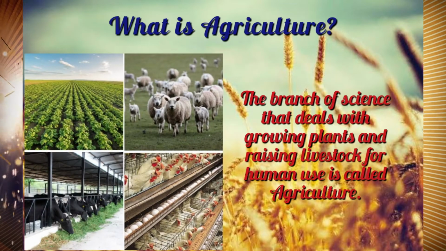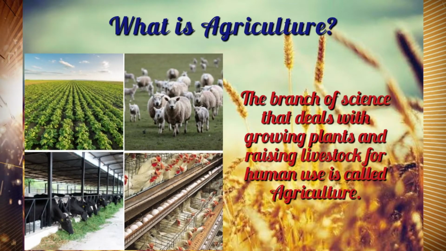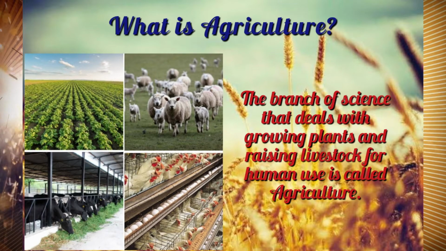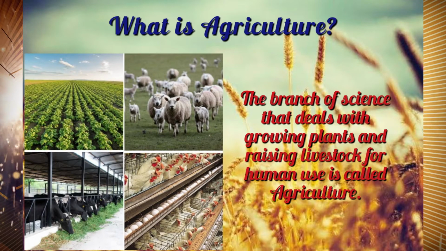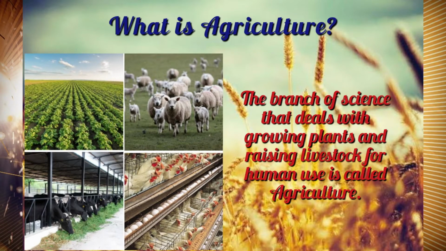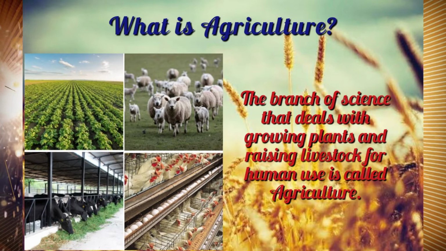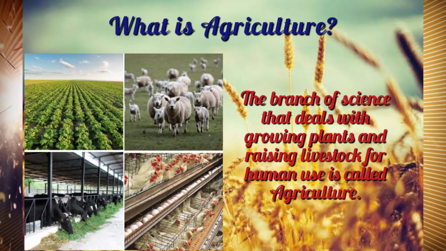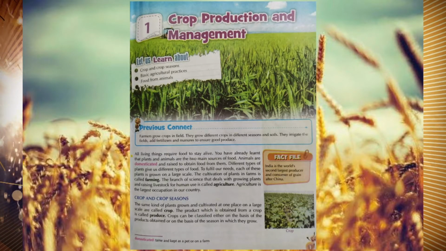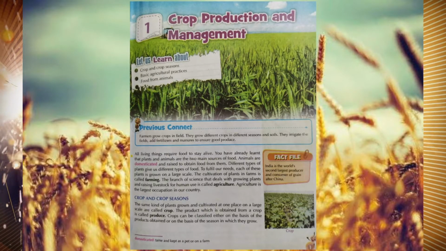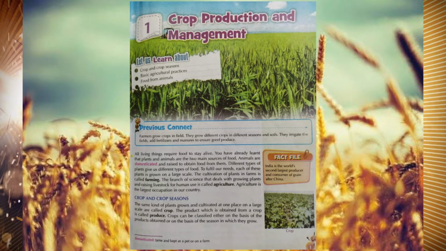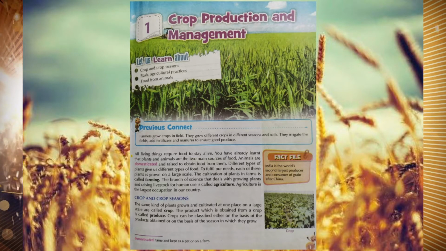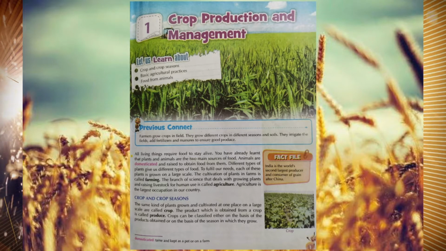We also studied what is farming, different types of farming, how plants are grown and animals are raised in large areas for human use. And this branch of science is called agriculture. So agriculture is the largest occupation in our country. Today the topics that we are going to study are: what is a crop, how crops are classified on the basis of their produce and crop seasons, types of crop season and the crops grown in that particular season.